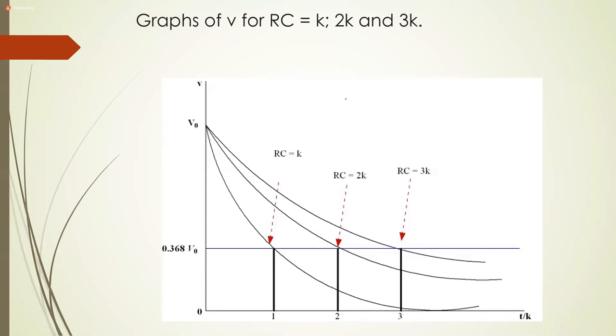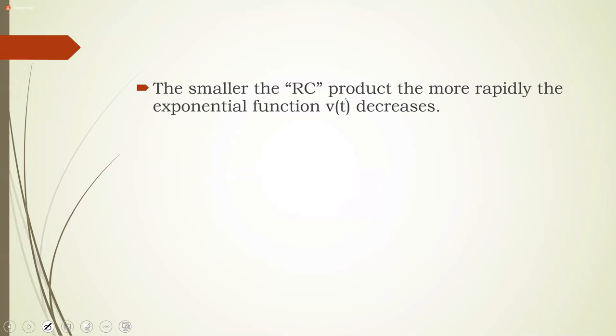Okay, do we have these curves? Yes, sir. All right, so let's make a couple statements about them. First statement: one, the smaller the RC product, the more rapidly the exponential function Vt decreases. So the smaller the RC product, the more rapidly the function decreases.